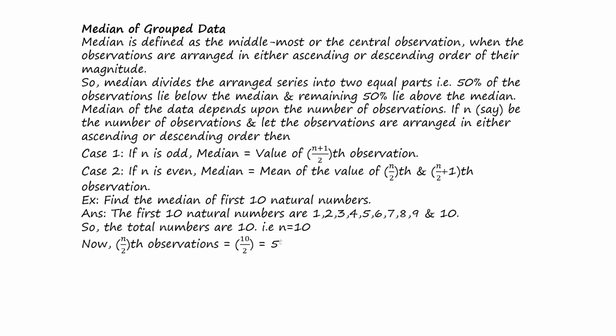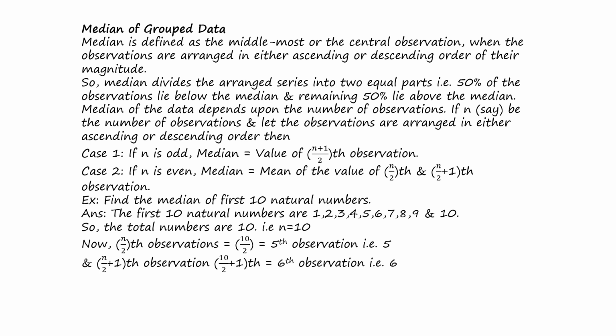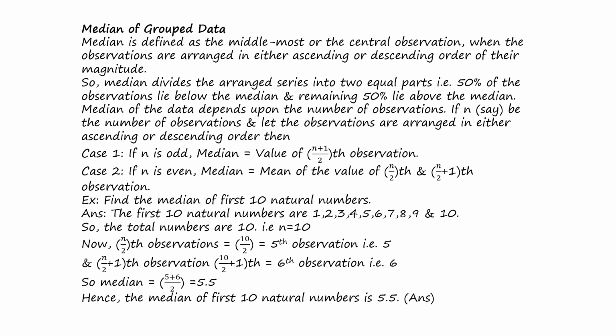So now the n by 2th observation is 10 by 2, which is the 5th observation, that means it is 5. And the n by 2 plus 1th observation means 10 by 2 plus 1, which is the 6th observation, that means 6. Now the mean of 5 and 6 is 5 plus 6 divided by 2, which equals 5.5. That means the median of the first 10 natural numbers is 5.5, is the answer. Let's see some more examples. Okay, let's start with cumulative frequency.